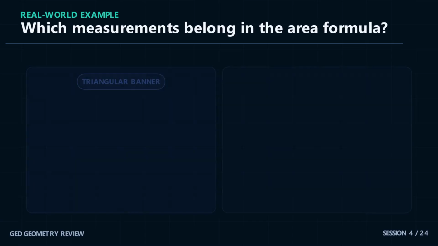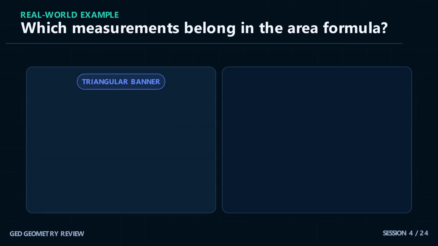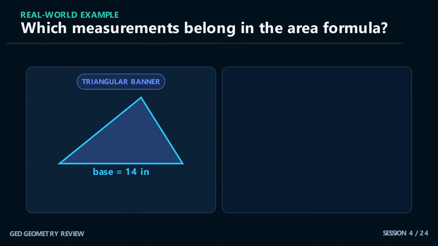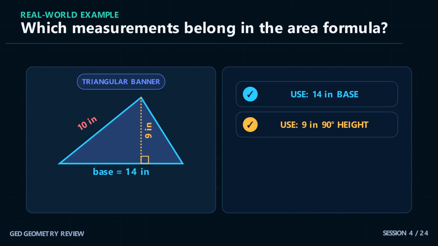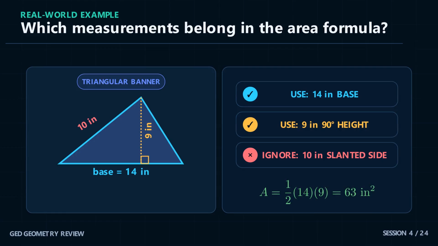A triangular banner has base 14 inches, perpendicular height 9 inches, and a slanted side marked 10 inches. The slanted side is extra information for this area question. Use the base and the perpendicular height. 1/2 times 14 times 9 equals 63 square inches. The right angle marker tells us that 9 is the height. The 10-inch side might matter for perimeter, but it does not enter the area formula here.